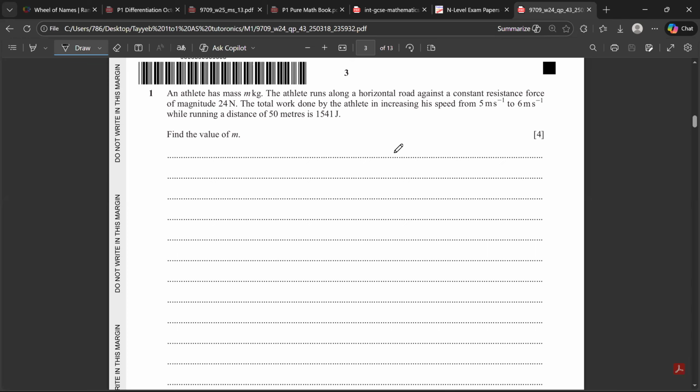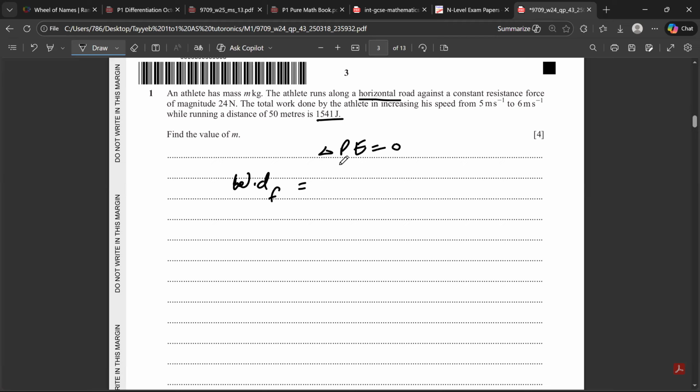Athlete has a mass of m kg. The athlete runs on a horizontal road at a constant speed. So first of all, since it is a horizontal road, there is no potential energy change, right? So delta PE will be equal to 0. Total work done by the athlete in increasing the speed is 1541. So that balance: work done by the force or the person, work done external, you can call it, by the force, is equal to change in potential energy, which is 0, plus change in kinetic energy plus work done against the friction or air resistance together.